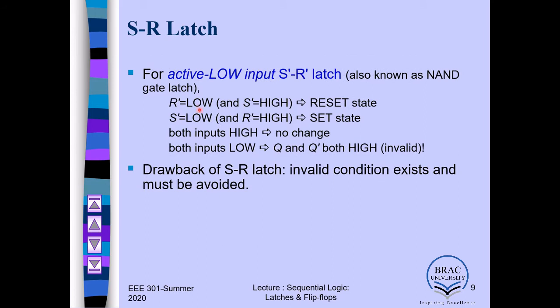And the active low input SR latch is also known as the NAND gate latch. Here R prime low and S prime high is the reset state. S prime low and R prime high is the set state. If both inputs are high, no change. If both inputs are low, Q and Q prime are both high, which is an invalid state. The drawback of an SR latch is that there is an invalid condition which must be avoided.